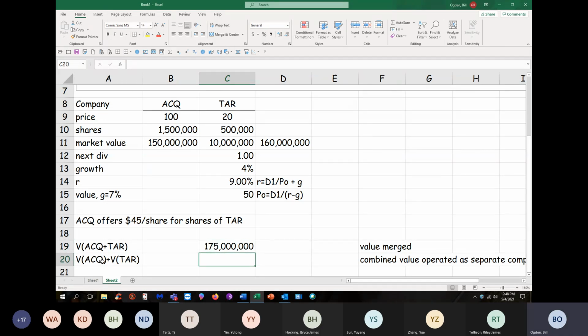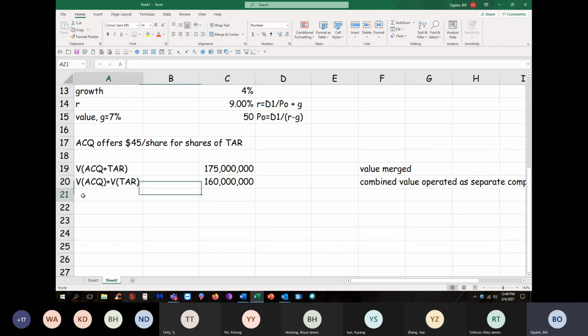Now the value operated as separate companies, no synergies, just what they're worth today as separate companies, is 160 million. So your book and your upcoming assignment are going to ask you to calculate the gain from the merger. That's just the difference between the merged value and the operating as separate entities value. So let's do that. We'll just subtract one from the other. Okay, so there's a $15 million gain in value.